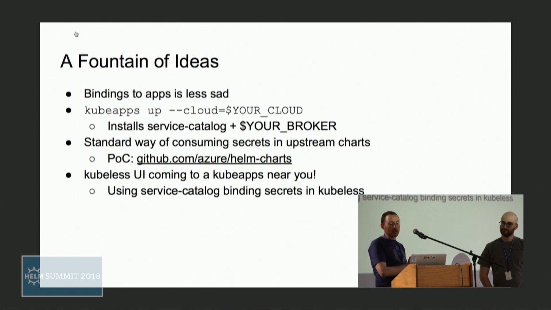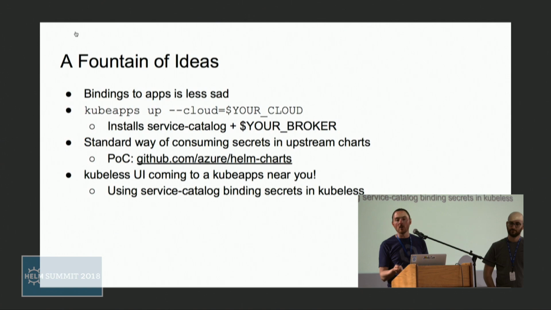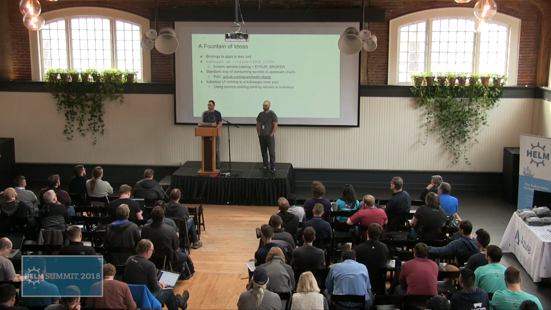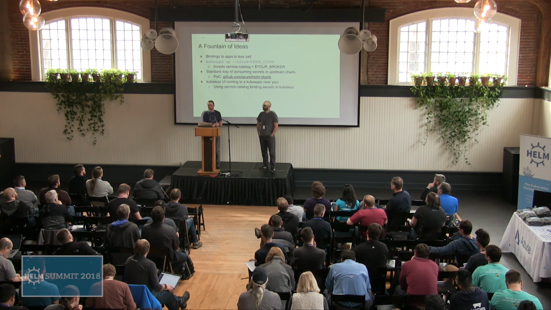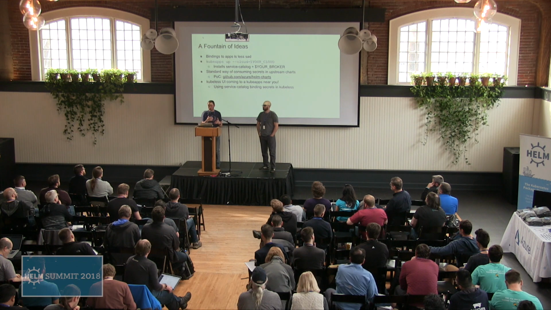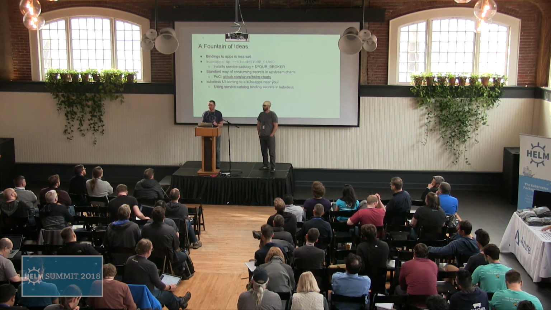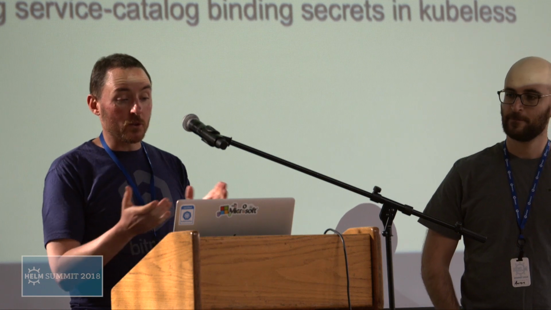We're also looking to add support to Kube Apps. At the moment, it doesn't really know what cloud you're running on, but it'd be very easy for us to add support for different clouds, and then it would automatically install the right service broker. So right now it automatically installs Tiller and things like that. It'd be very easy for us to automatically install the Azure service broker or the Google service broker. And then all this would just work out of the box.